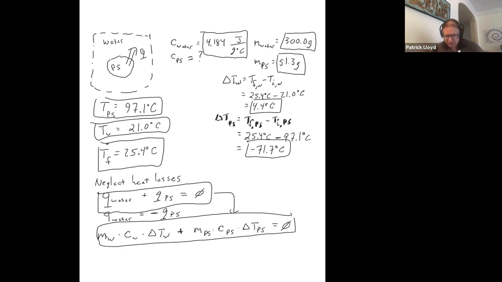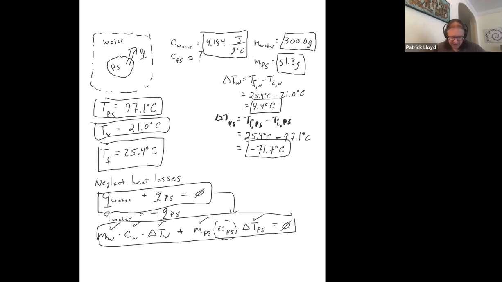Okay, so now look at what we've got. I'm going to check these off. We have all 5 of these. There's only one that we don't have, and that's what the question is: calculate the specific heat capacity of polystyrene. So now let's do the little algebra here. We're trying to isolate this one.